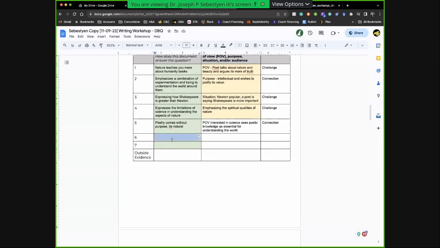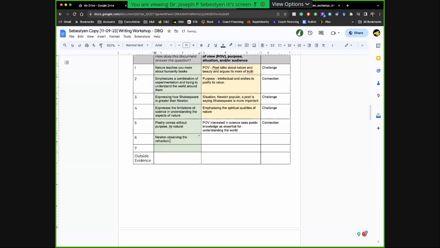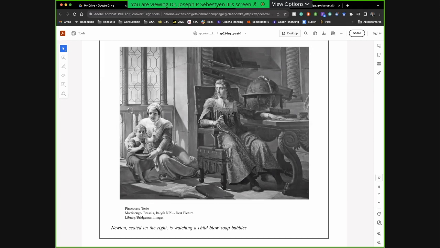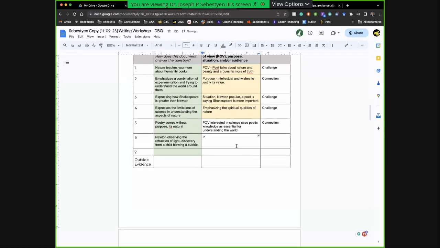So what is this? It's Isaac Newton observing light, a discovery, from a child blowing a bubble. And so even though this is Sir Isaac Newton, a scientist, right? This is a romantic painting. There's no experiment going on here. He's inspired by sight. So the purpose is to show Newton inspired by sight. And that means it was a connection.